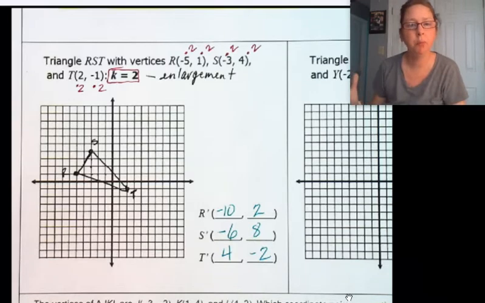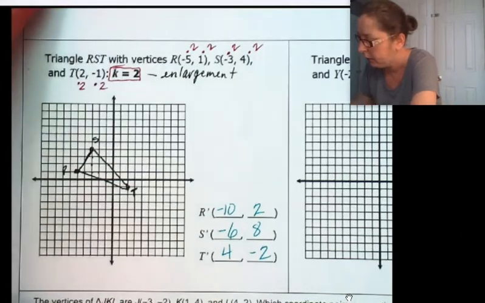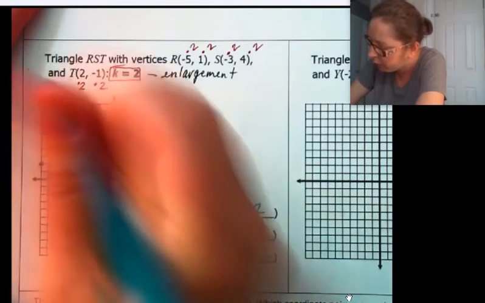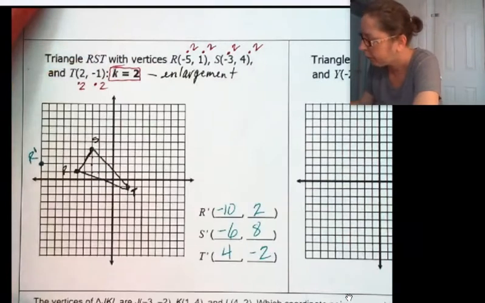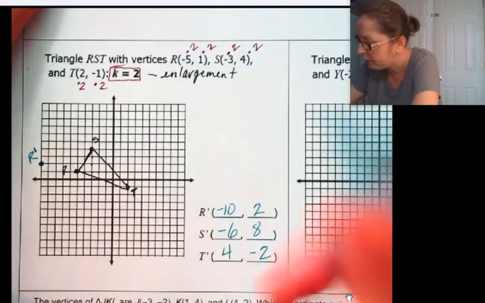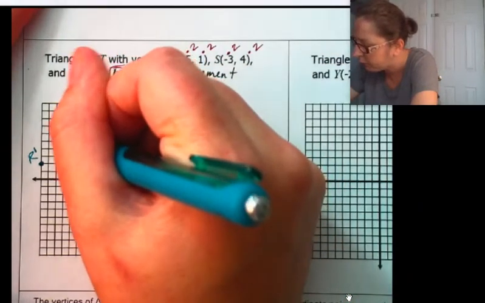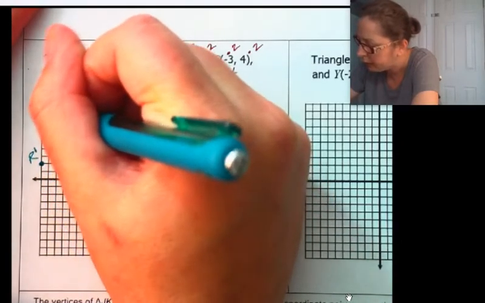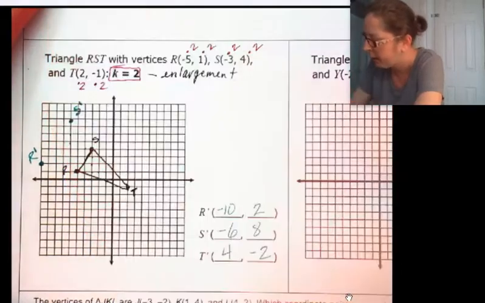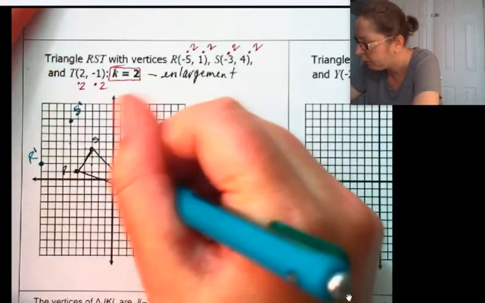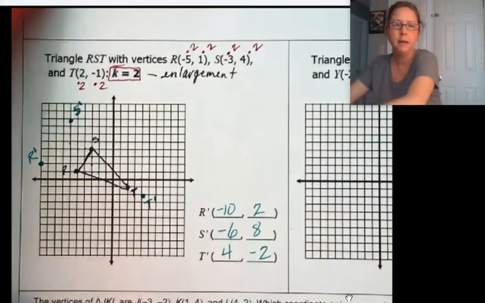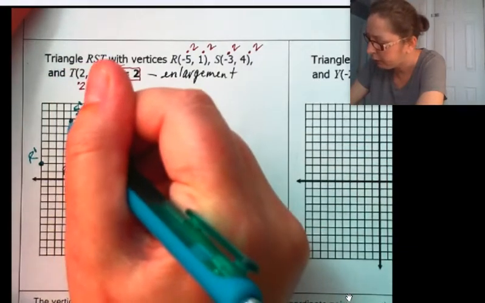Let's go ahead and plot these points so that we can visually see that this is twice as large, okay? So this will be -10 up to 2, this is my R prime. -6, +8, is right here. This is my S prime. And then my T prime will be over 4 down 2. Okay? And then I can connect these points.